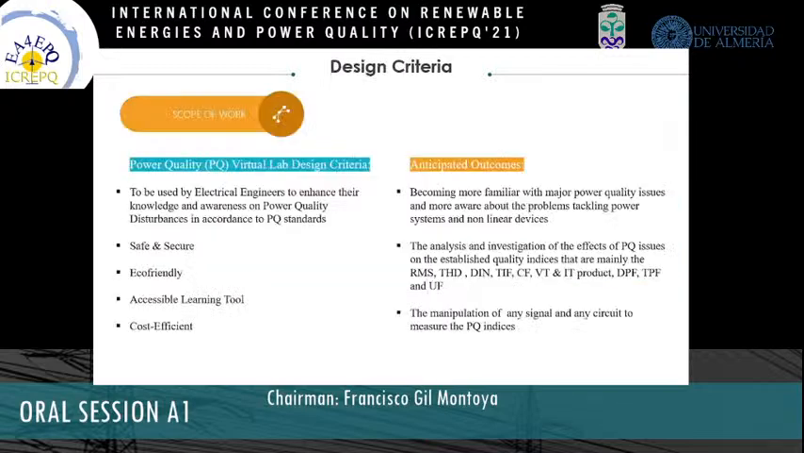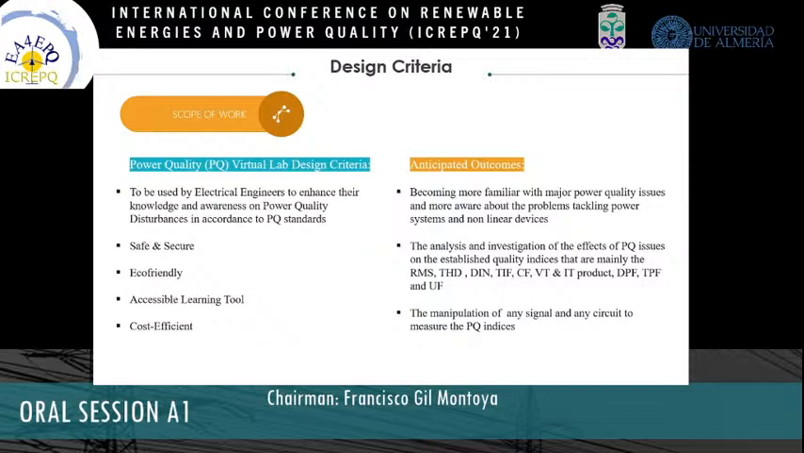As power quality problems are arising, knowledge in power quality has become a must for electrical engineers. The Power Quality Virtual Lab will be used by electrical engineers to enhance their knowledge and awareness of power quality disturbances in accordance with power quality standards. This lab will point up all kinds of distortions and their effects on power quality indices.